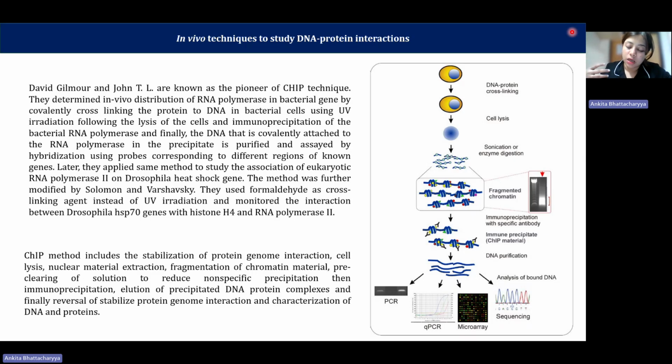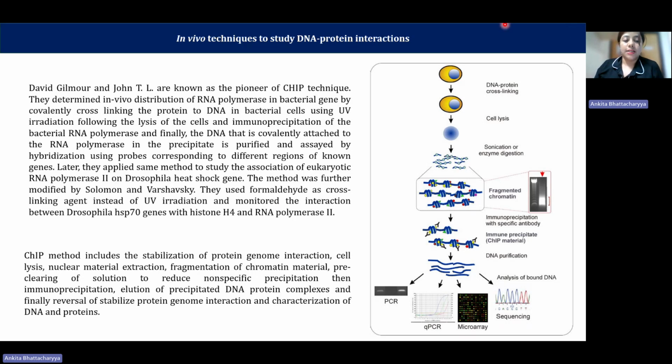So you take out your cells, you make sure that they appear healthy, and then you fix whatever interactions are present in that cell at that point of time. By fixation, I don't mean permeabilization at this point. I simply mean that you want to freeze the interactions within the cell and not allow it to undergo any further dynamic changes. So one of the reagents which facilitates this is formaldehyde.